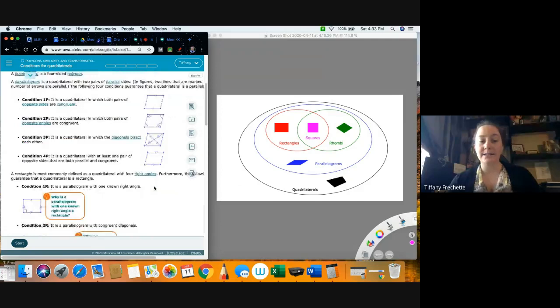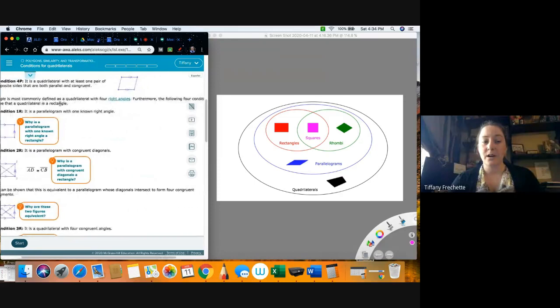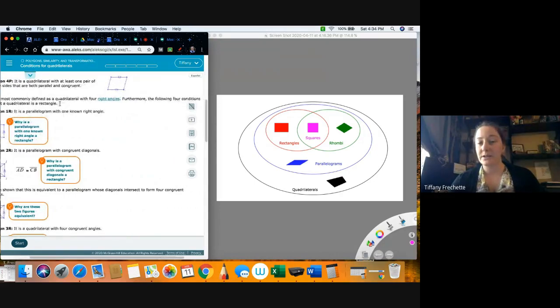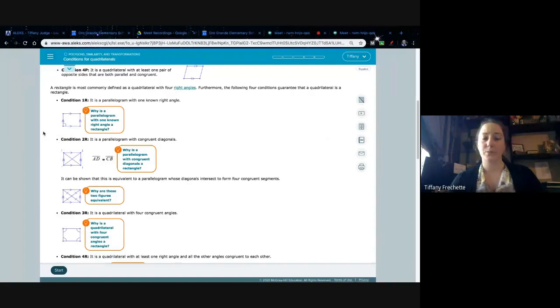Now we can talk about rectangle. A rectangle is most commonly defined as a quadrilateral with 4 right angles. So that's the first thing. It needs 4 right angles. And then there's also these other conditions down here that can also help us determine if it's a rectangle. So it is a parallelogram with 1 known right angle. So I'm going to open this up. I was going to use that Venn diagram from one of the other videos, but we need to be a little bit more specific on rectangle for this one. So it has 1 right angle.